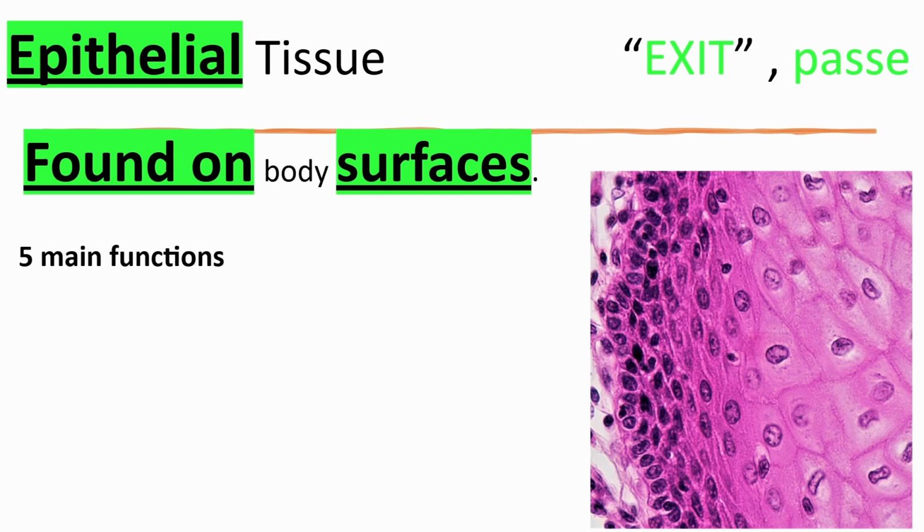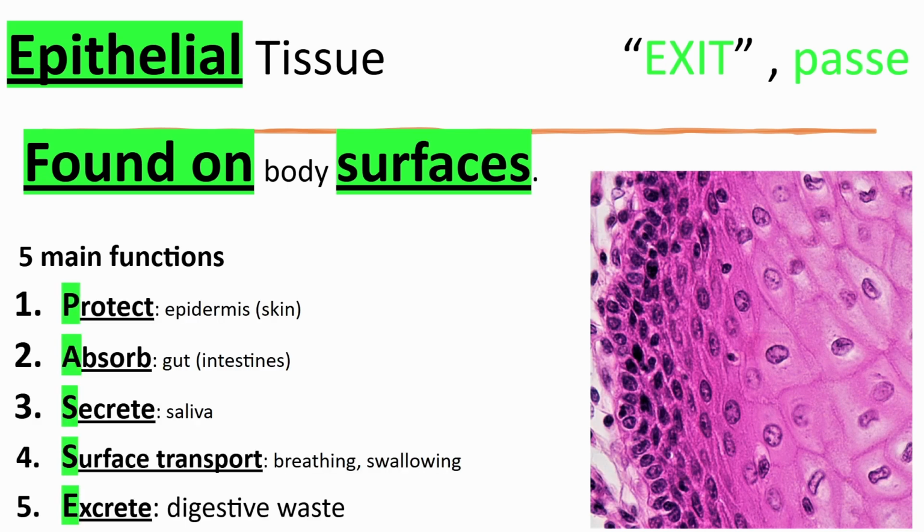The acronym on top that Mr. Vo wrote is to remind you a way to memorize the five main functions, because they are P, protect, like in the epidermis or skin. A, as in absorb, like the gut or intestines. S, as in secrete, or saliva. S, for surface transport, breathing and swallowing. And excrete, like digestive waste.